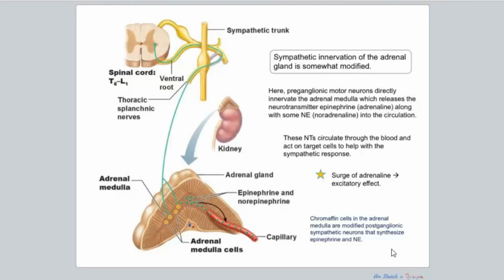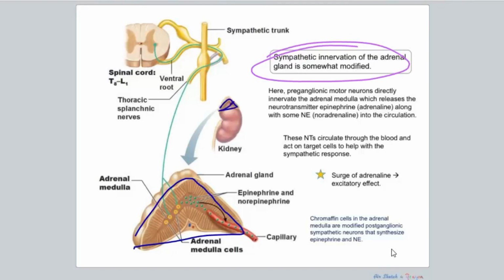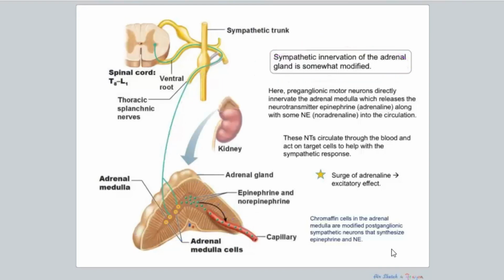And then the last thing I want to say is that the sympathetic system of the adrenal gland is somewhat modified. So this is the adrenal gland there that sits on top of the kidney, and the sympathetic nervous system comes in and innervates the adrenal gland. And this is a little bit different. So here are preganglionic neurons. Here's a preganglionic neuron. It comes in, it completely bypasses the sympathetic chain, and that preganglionic neuron makes its way all the way down to the adrenal gland.